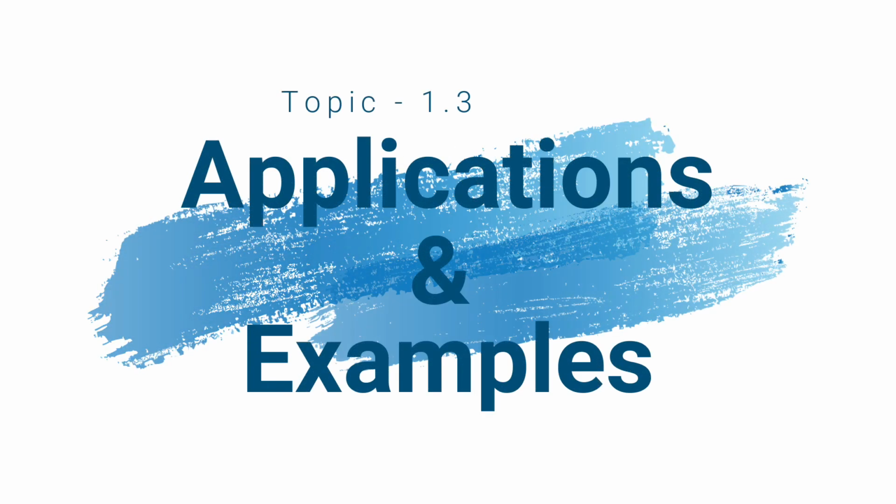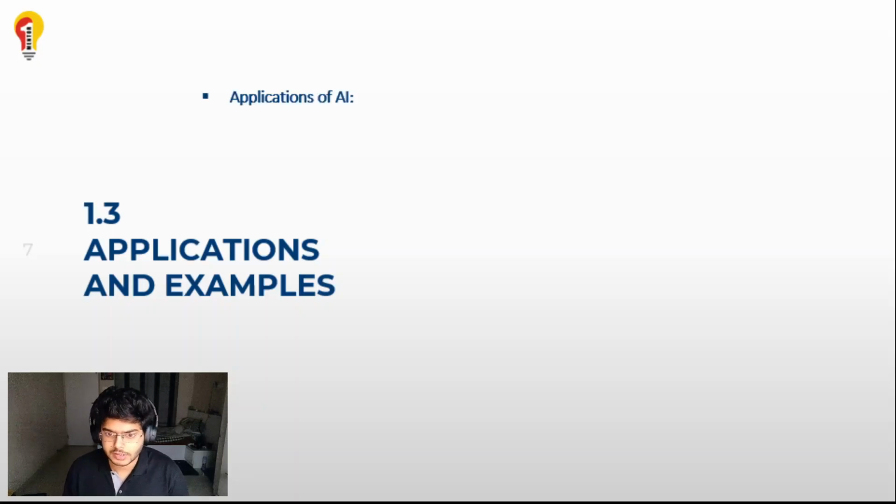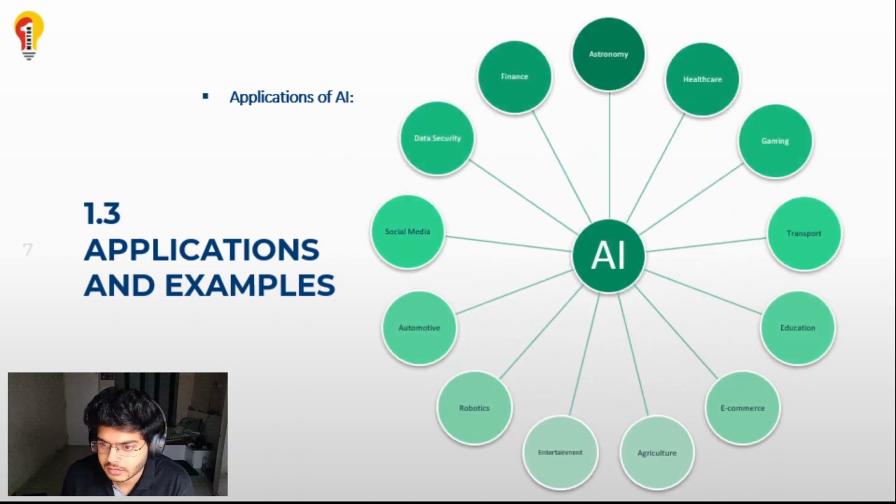So now let's talk about the applications and examples of AI. First, let's talk about the applications. You may pause this video for a while and write or think about all the major fields that AI has in business activities. Here's a list of all the major areas. All right, let's zoom in a bit.